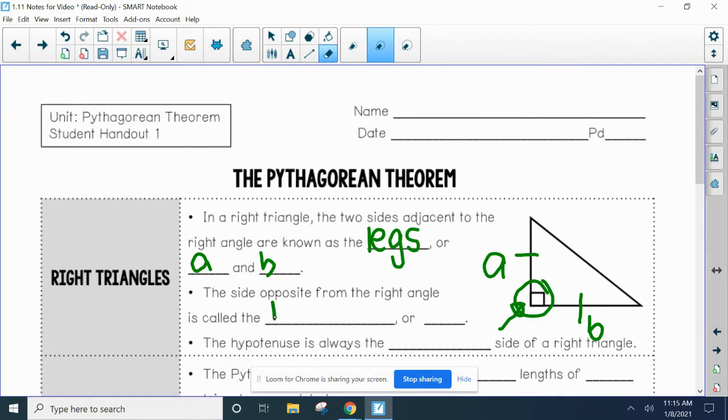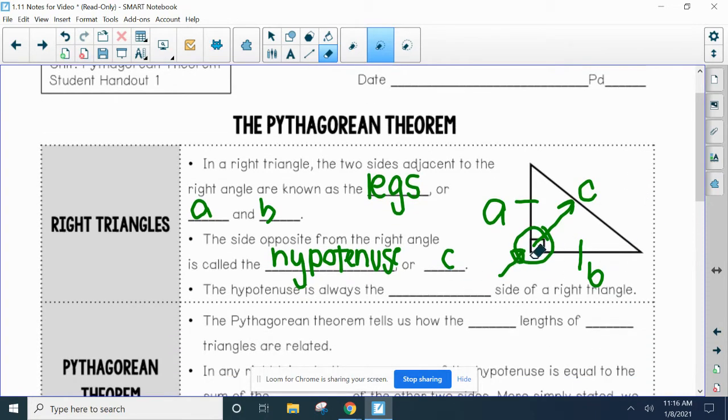So then our side opposite from the right angle is called the hypotenuse, or C. And this is our important one. It has to be the side across from that right angle. So if you take your right angle and draw straight across, that's your C. The hypotenuse is always the longest side of that right triangle.